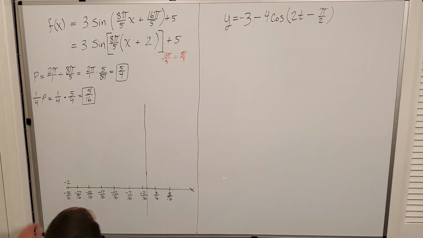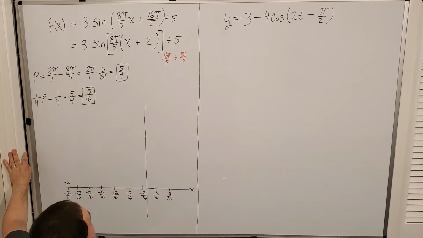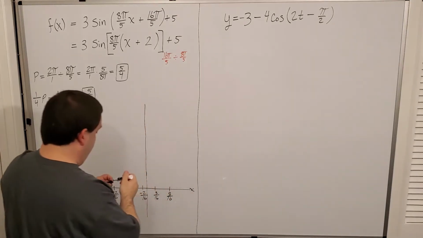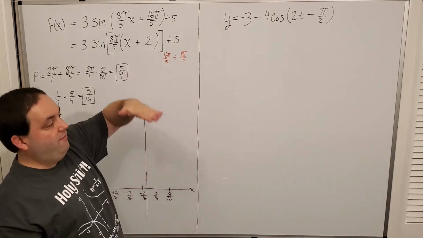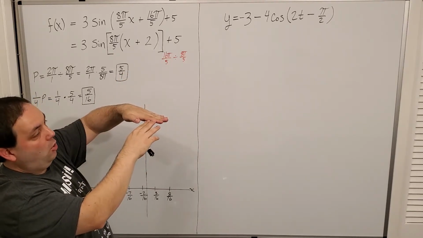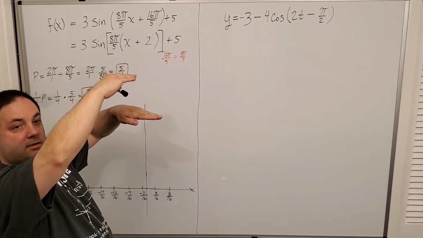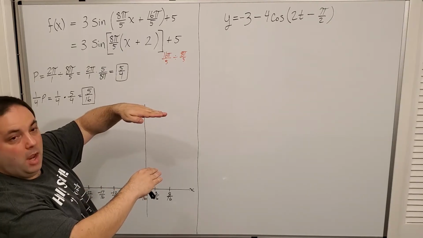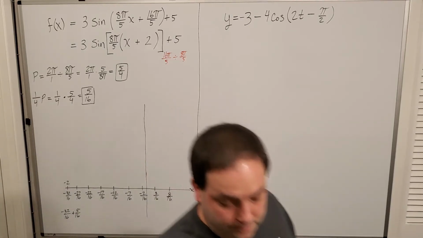Okay, so there's my y-axis. And I have an amplitude of 3 and a shift of 5. So that means I need to think about this for a second, right? My center line is being shifted up by 5, and I need to be able to go 3 above and below it. So I need to go as high as 5 plus the 3 amplitude, 8. And I need to go as low as 5 minus 3, the 2. Okay?